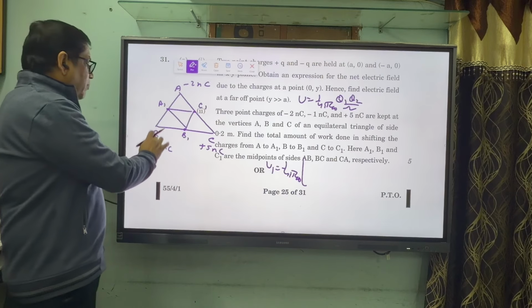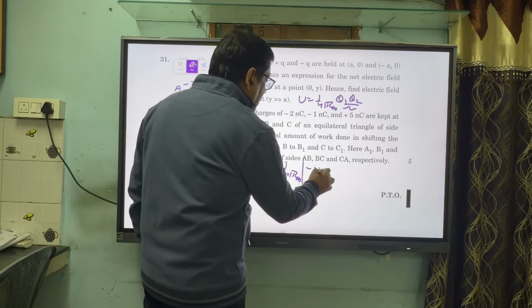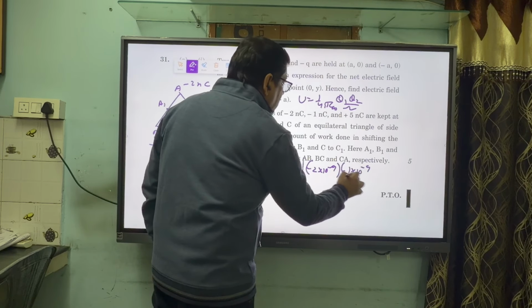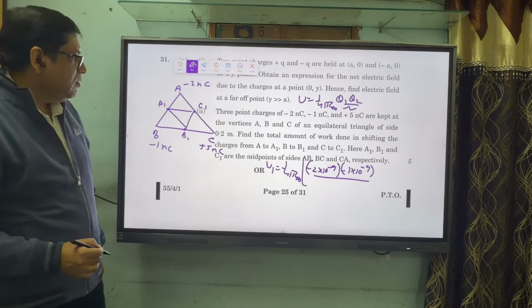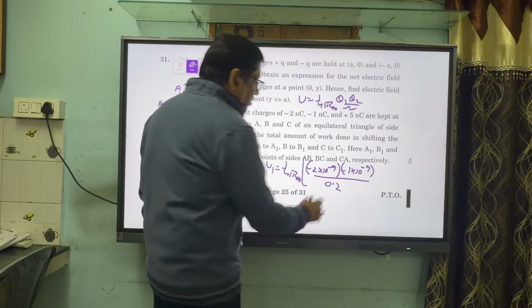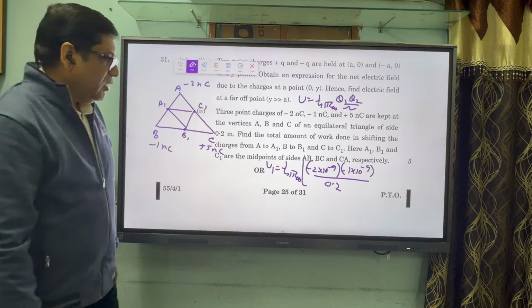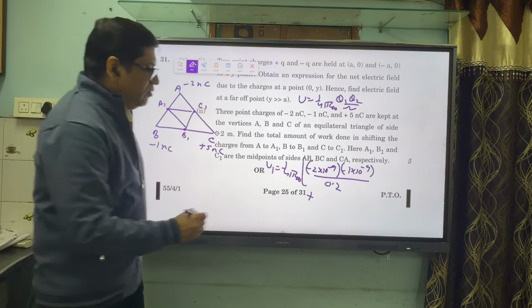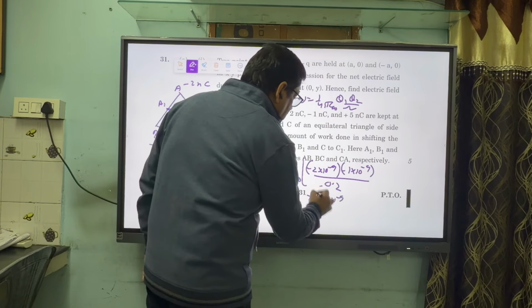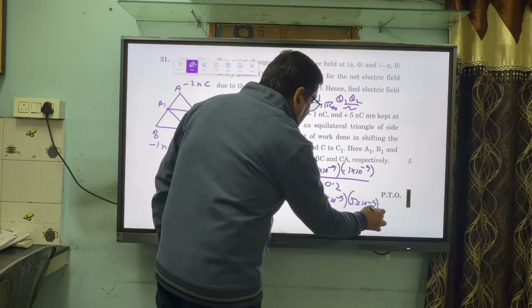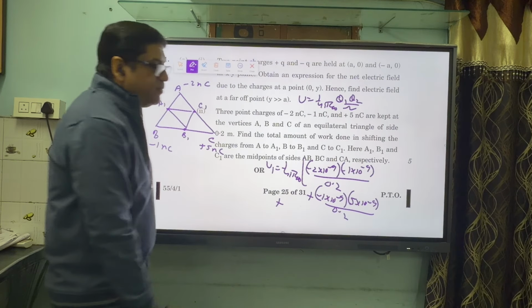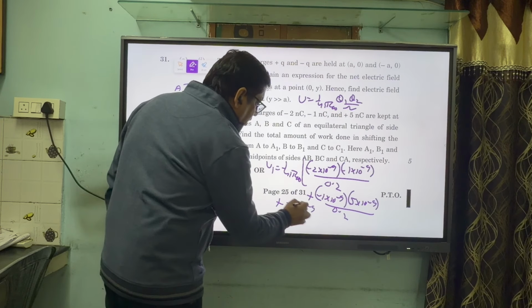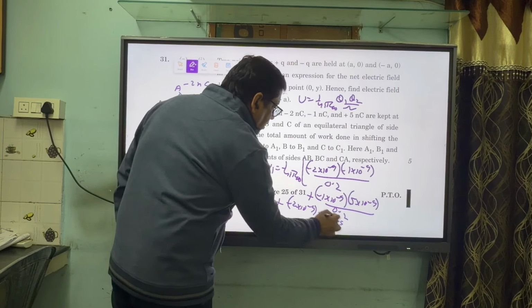First charge is -2 and -1. -2 nanocoulomb multiplied by -1 nanocoulomb divided by distance is how much? 0.2 meters. This is the first pair. Then second pair is -1 and 5. -1 into 10 to -9, 5 into 10 to -9 divided by 0.2 plus the third pair. Third pair is 5 and -2. -2 into 10 to -9, 5 into 10 to -9 divided by 0.2.